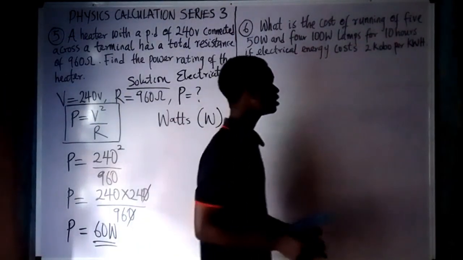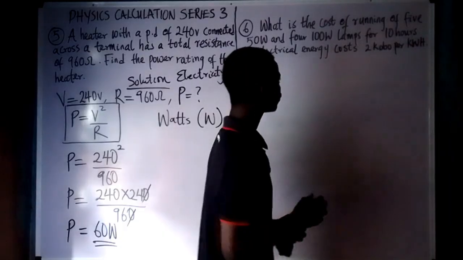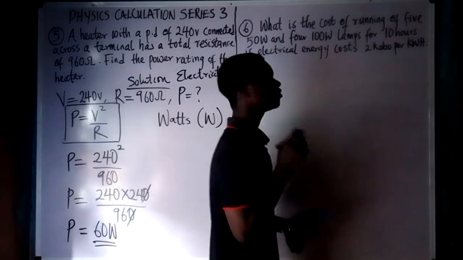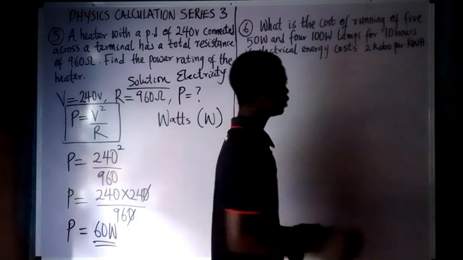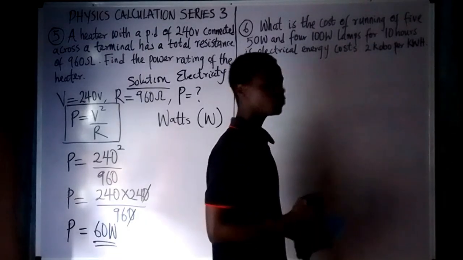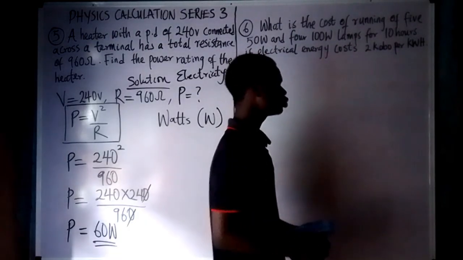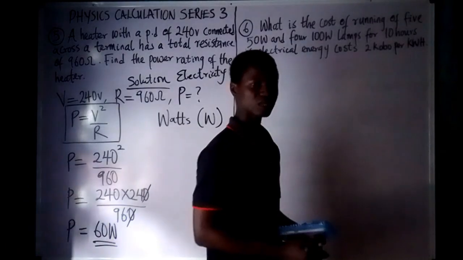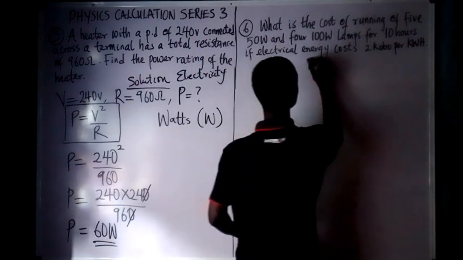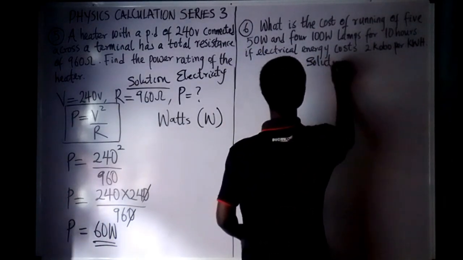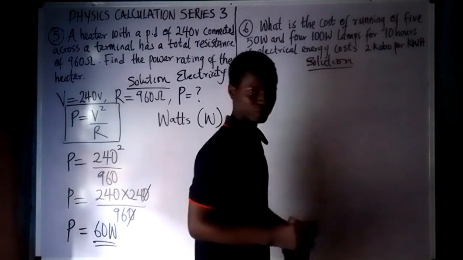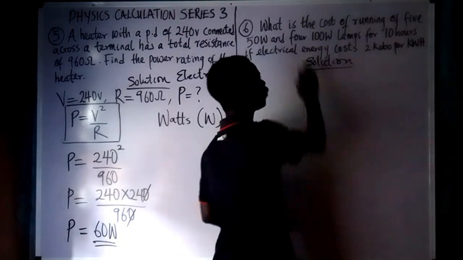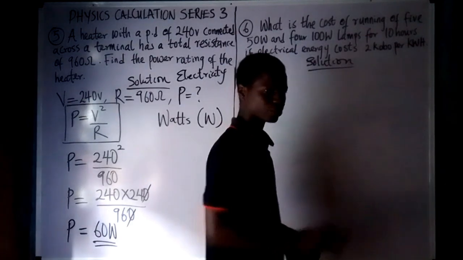They said, what is the cost of running of 550 watt and 400 watt lamps for 10 hours if electrical energy costs 2 kobo per kilowatt hour? So we'll take our solution now. Now in this question, we're given 550 watt lamp, 5 of them, and 400 watt lamp, 4 of them.